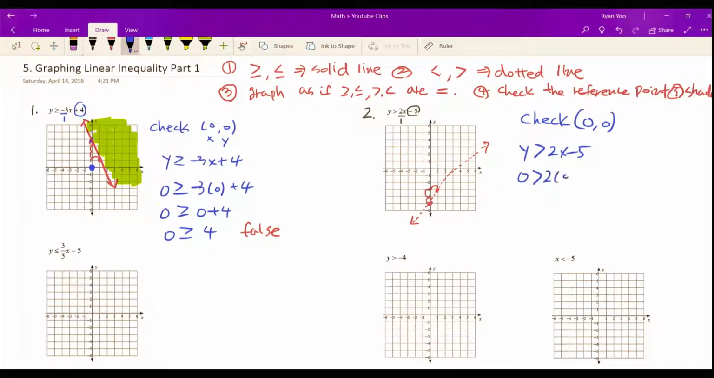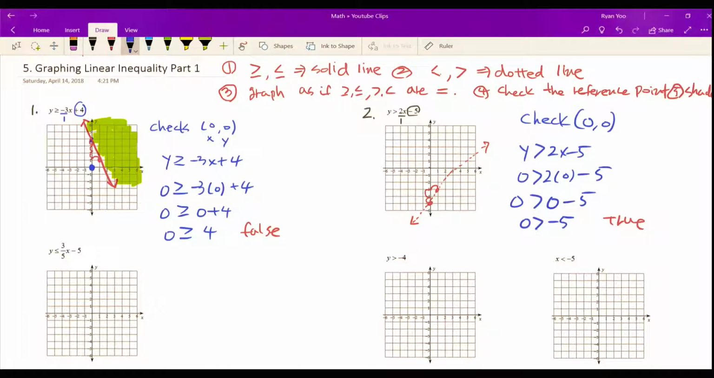Instead of x, I'm going to put 0, negative 5. 2 times 0 is 0, negative 5. So this is going to be 0 is greater than negative 5. Is this true? 0 greater than negative 5. This is true. Therefore, we're going to shade toward true.